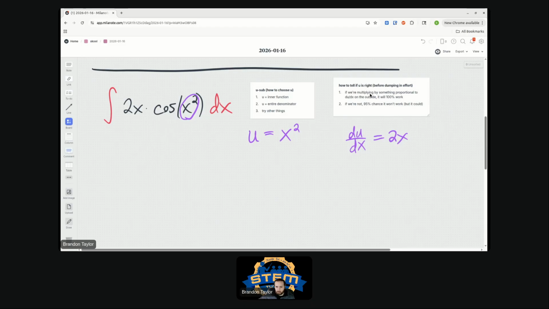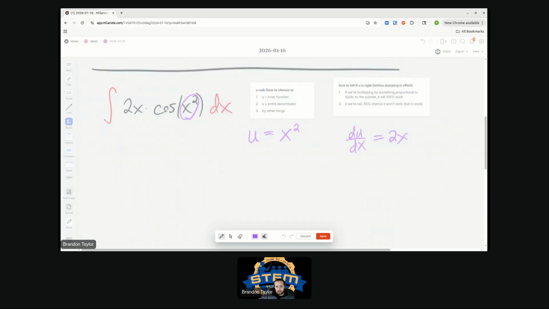If we're multiplying by something proportional to du dx on the outside, it will 100% work. To be clear, we have our u, which is our inner function, and then we have an outer function outside of that, right? Here cosine is the outer function. We're talking about something different that we're multiplying by on the outside of the outer function. So in this problem, it would be the 2x.